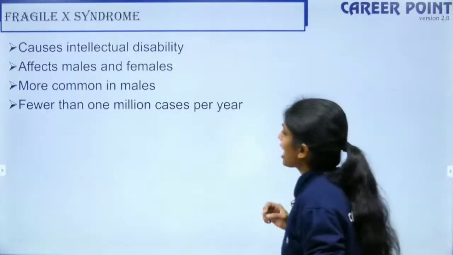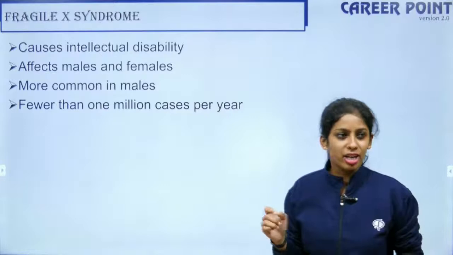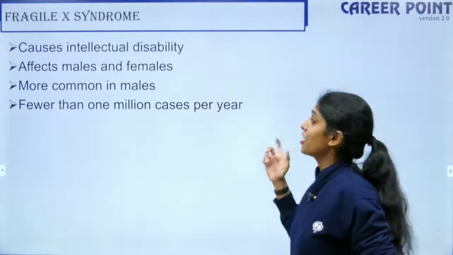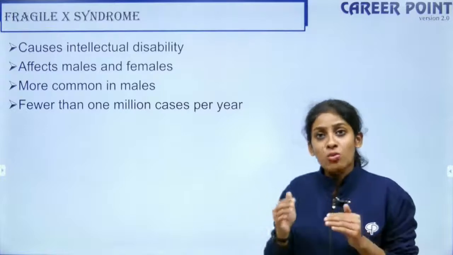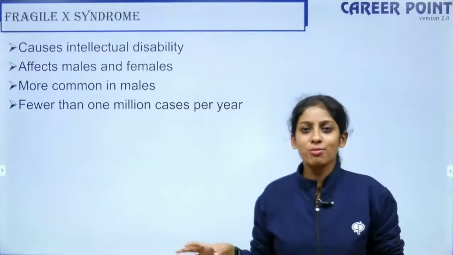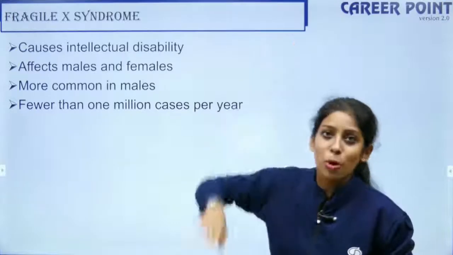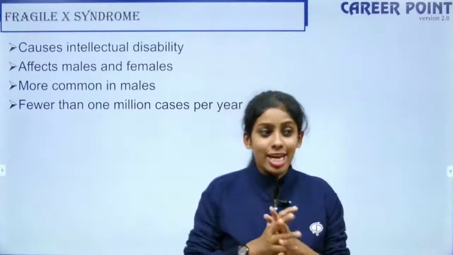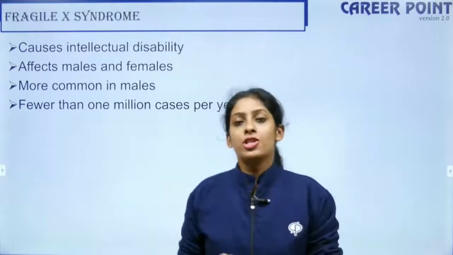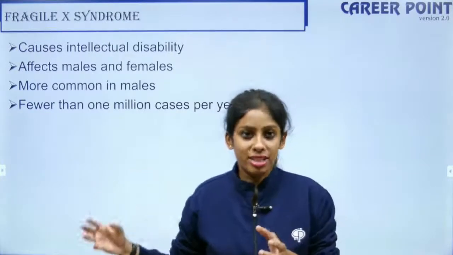Fewer than 1 million cases per year. So it is not a very common disease that we run into. It's a very rare one. Fewer than 1 million cases per year, right? One million is very small because we are high up in the population, but that in itself is a bit too much. One million is still a huge amount. So see how the disorder is affecting the population.